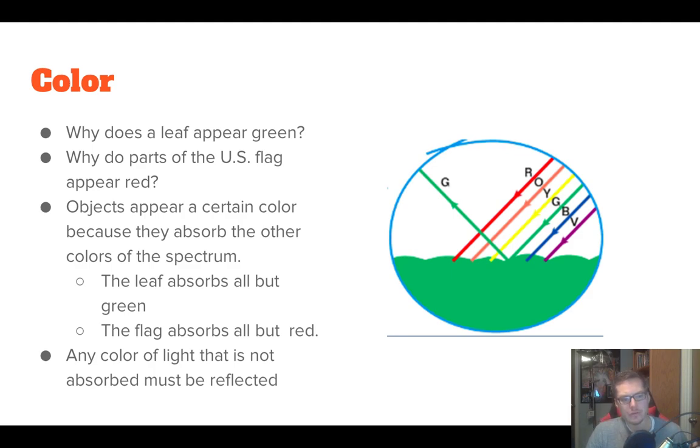Alright, gang, here we go. This is for physics, Unit 8, Part 4. We're talking about light and color. Should be fun. Alright, so let's think about color for a second.